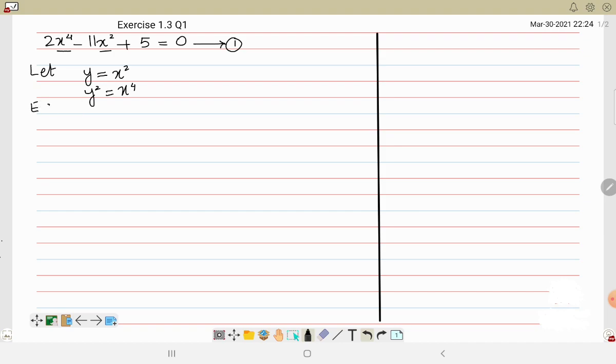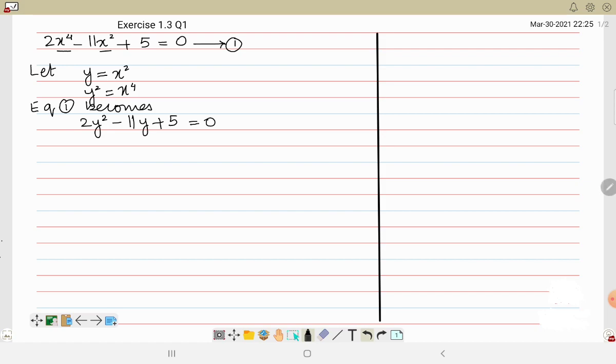Now equation 1 becomes, 2 instead of x raised to power 4 we'll insert y square, minus 11 instead of x square we'll insert y, plus 5, that is equal to 0. Now this equation has become a quadratic equation. We'll solve it either by applying algebraic identities, or by middle term break factor, or by completing square method, or by quadratic formula. So you see, this equation can easily be factorized by middle term break factor.